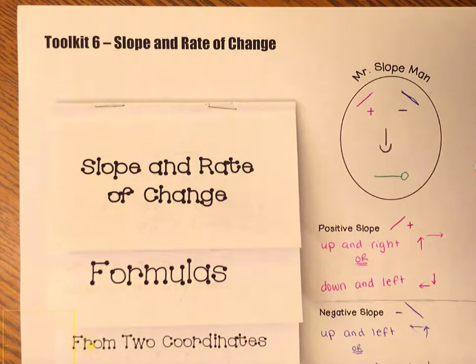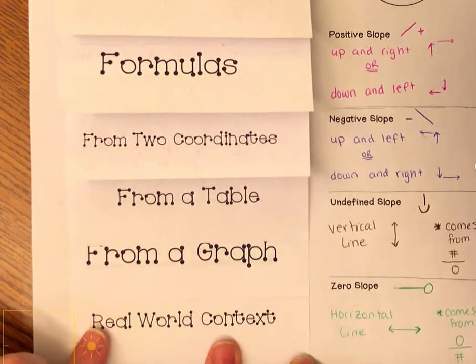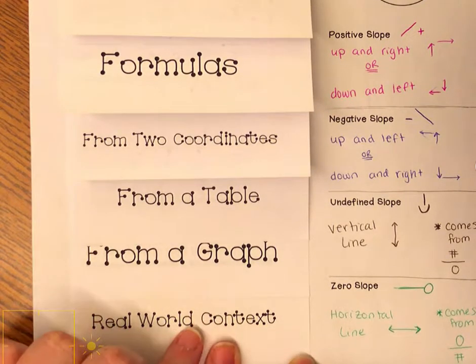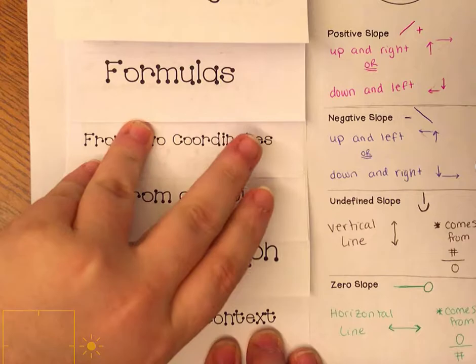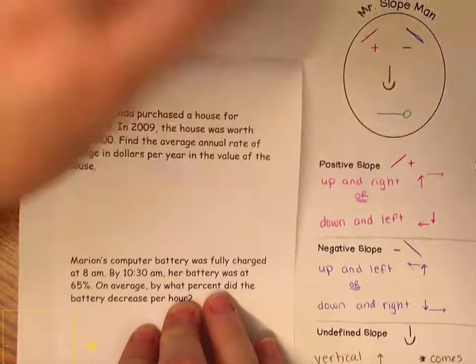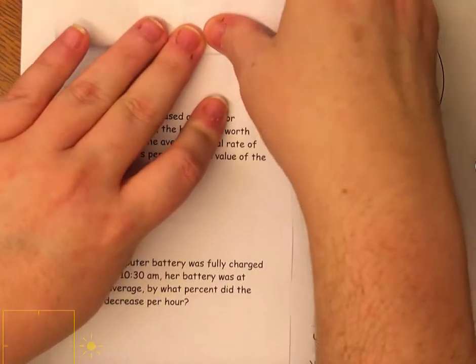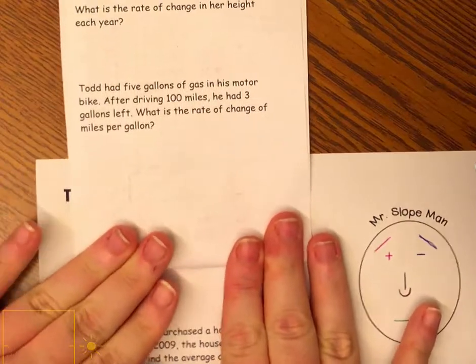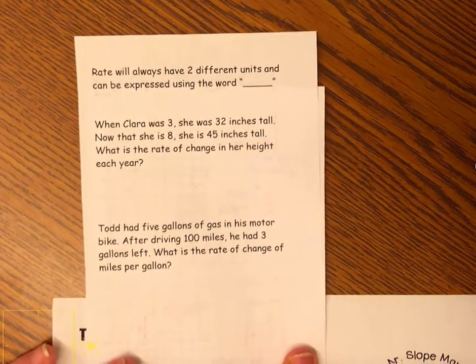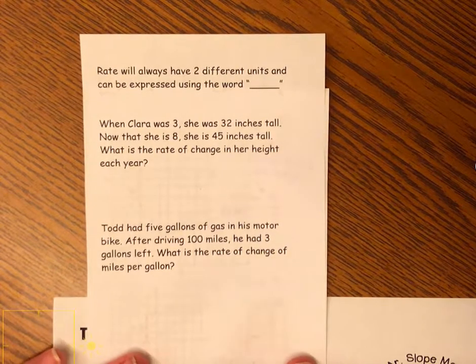This video is on slope and rate of change. I'm going to go down to the end of the booklet and we're actually going to find the slope from real world context. I'm going to open up the booklet and fold it back so that I can focus on just the real world context. We have already learned in previous videos the formulas for slope, so now we can use that in helping us with understanding the real world context.